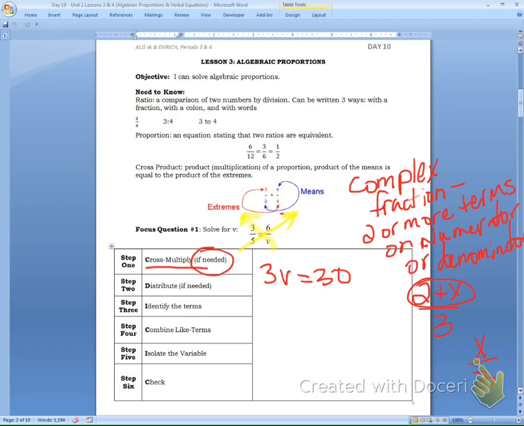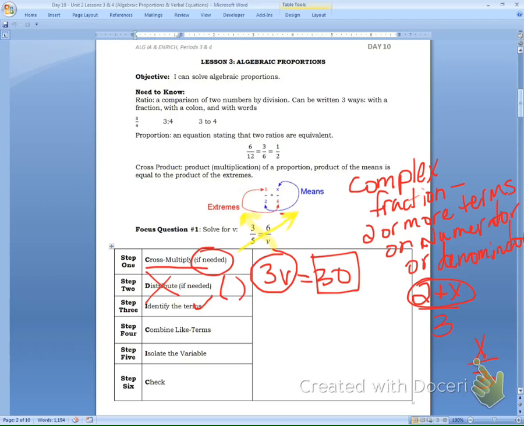Now we can use the rest of our steps. The letters C, D, I, C, I, C help you remember all the steps to solving an equation. So the next step is distribution. It says if needed. How do you know if you need distribution? Remember, it has to have parentheses. There's no parentheses, so we don't need to do that step. Next step, identify your terms. Our variable terms are going to get a circle and our constants are going to get a square.